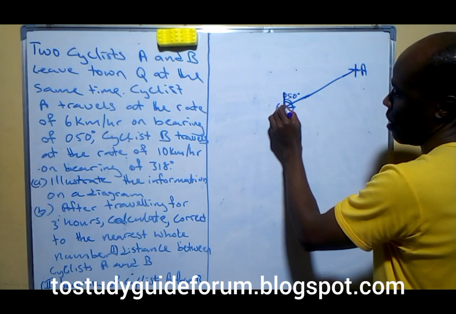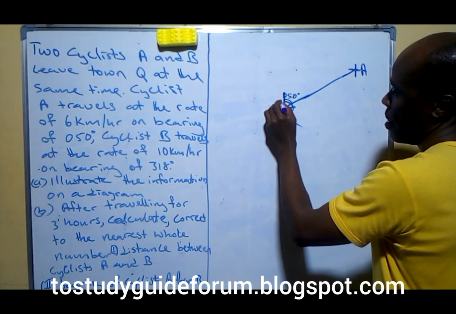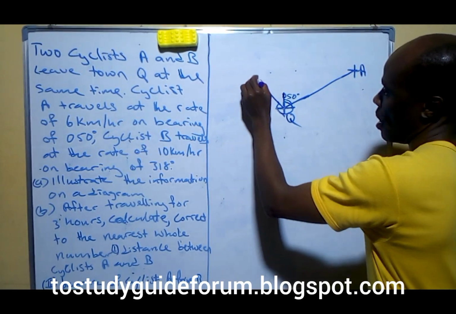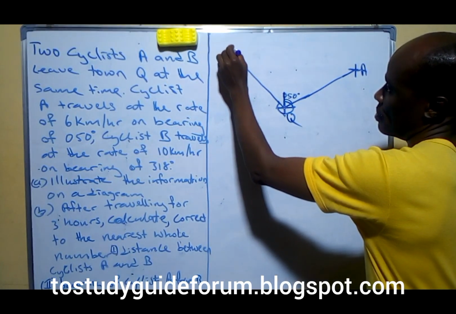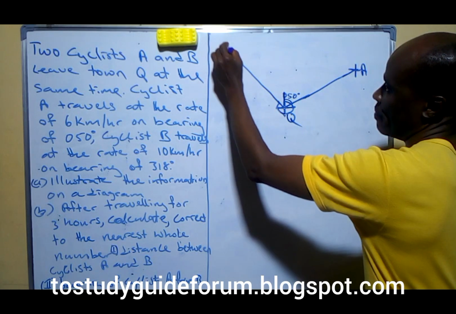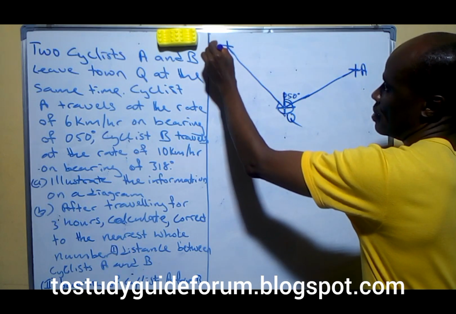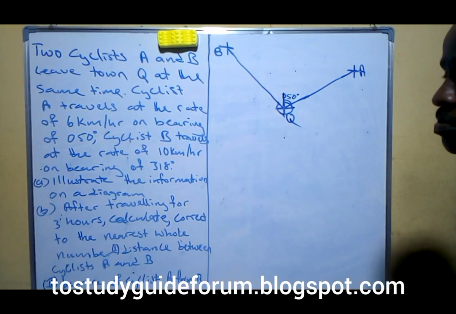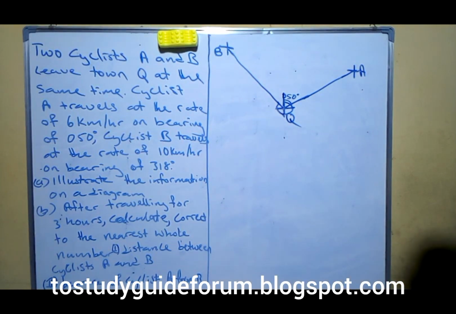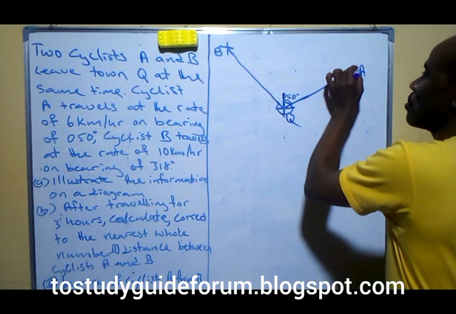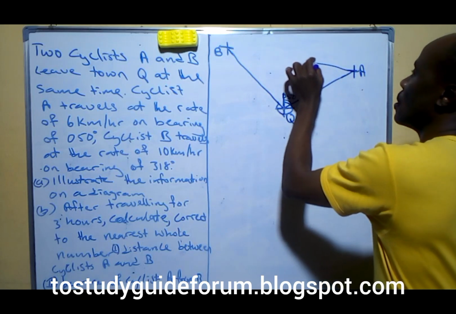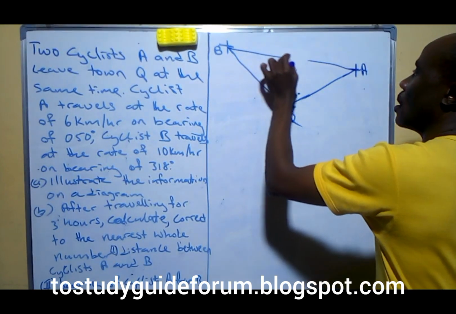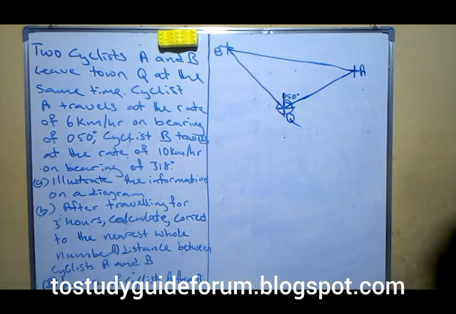So then we can move our direction to where we have the B. This is our B. Then we can join these up. So this is the diagram of what happened.